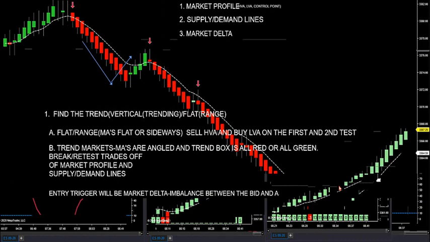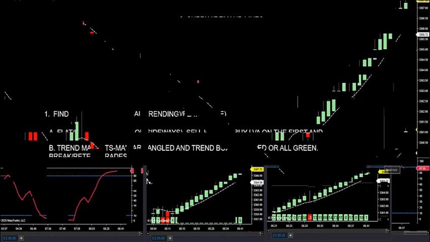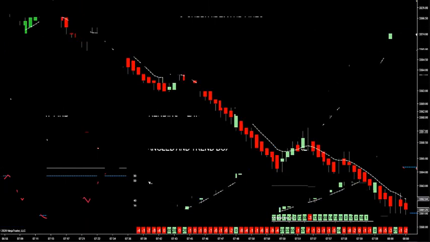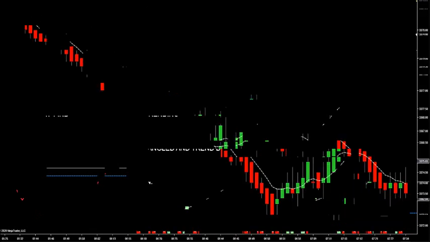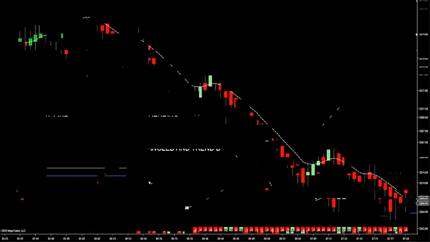If I go over here to my smaller Renko, I have a smaller Renko bar also. It's still the same type of scenario though, because this one will show the same type of entry, just a smaller stop.